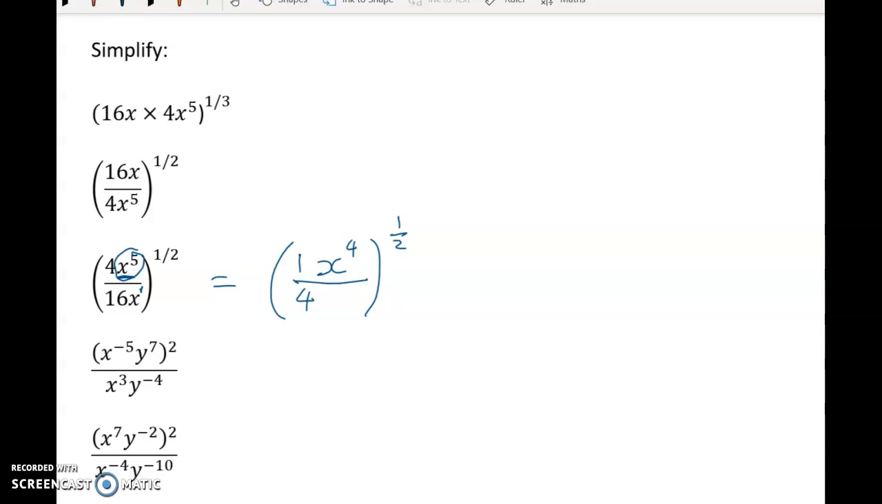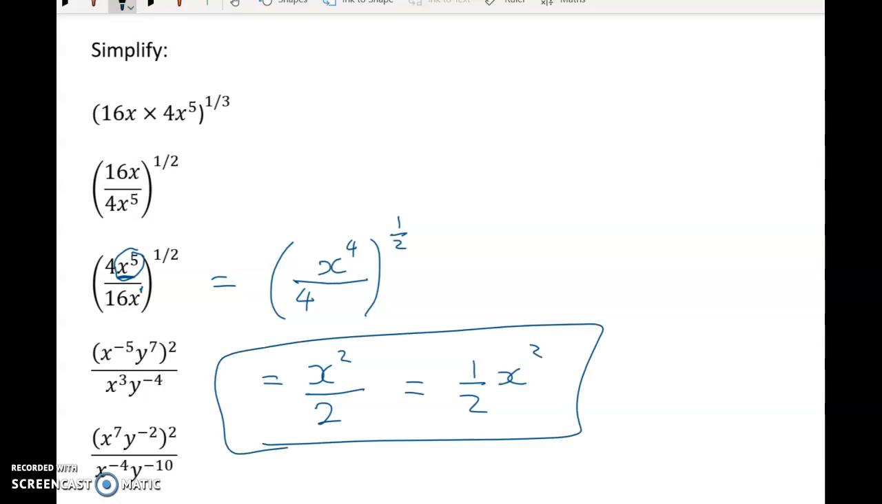Now that 1 looks really silly there, and I don't need it because I've got the x to the power of 4. So let's get rid of the 1 and put the rest of the x symbol back in. So here the final answer will be x squared divided by 2, which we could also write as 1/2 x squared. So remember, these two things are exactly the same.